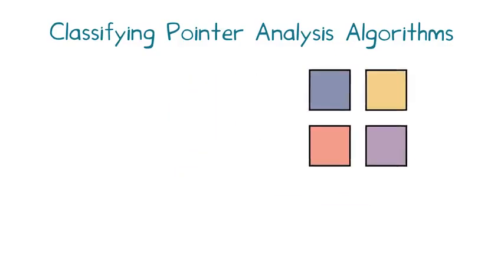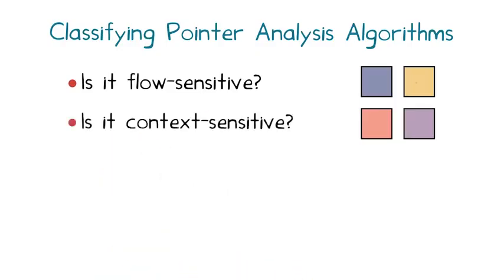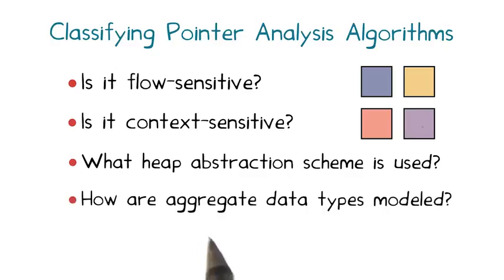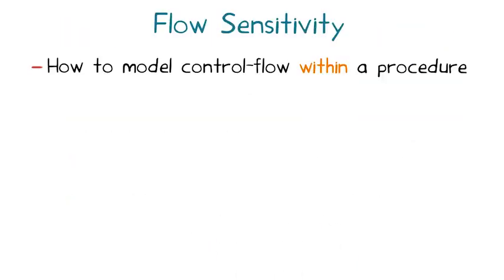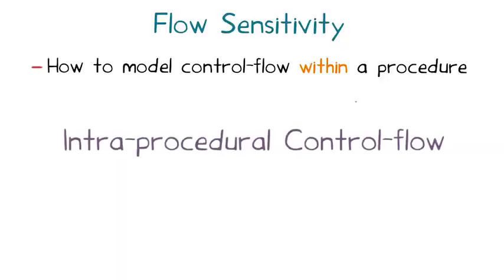The 4 dimensions are whether or not it is a flow-sensitive analysis, whether or not it is a context-sensitive analysis, what kind of heap abstraction scheme it uses, and how it models aggregate data types such as arrays and structures. Flow sensitivity concerns how a pointer analysis algorithm models control flow within a procedure or function, called intra-procedural control flow.